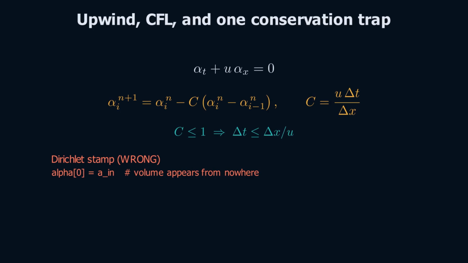The fix is a ghost cell. Pretend there is one extra cell just upstream of the inlet, holding the inlet value, and update cell 0 with the very same flux rule as every other cell. Same 3 lines of code, different shape. The conservation error falls from 10^-4 to 10^-15. That is not an improvement. That is a different category of correct.